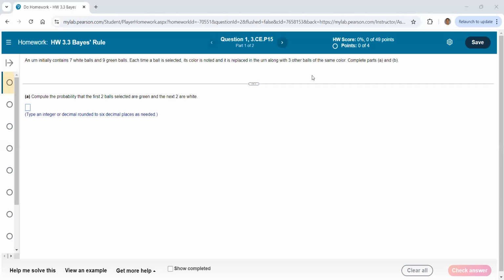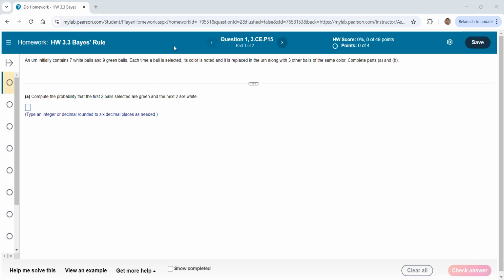The first problem. An urn initially contains 7 white balls and 9 green balls. Each time a ball is selected, its color is noted and it is replaced in the urn along with 3 other balls of the same color. Complete parts A and B.